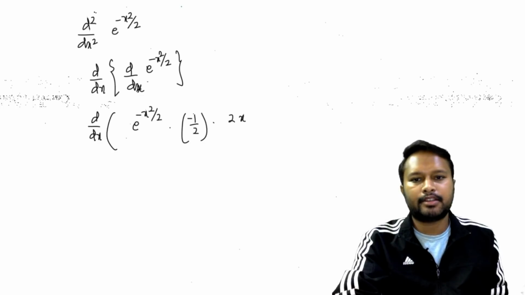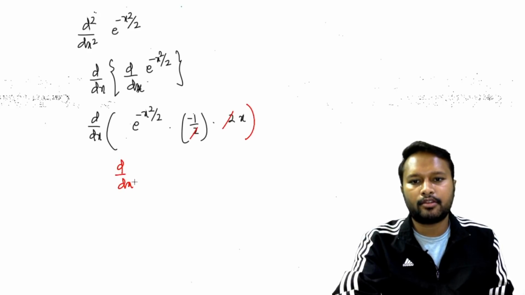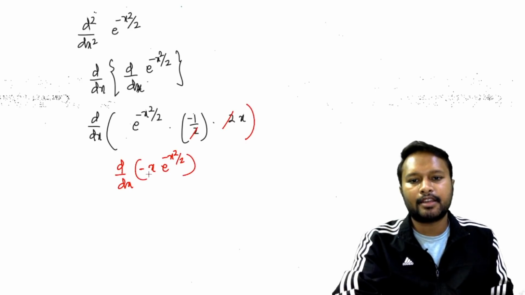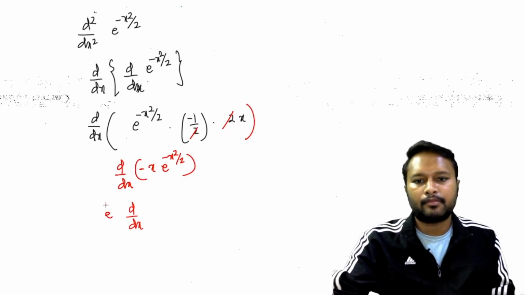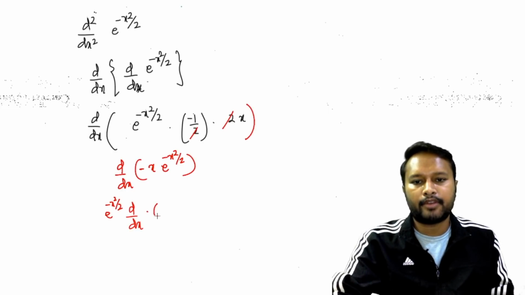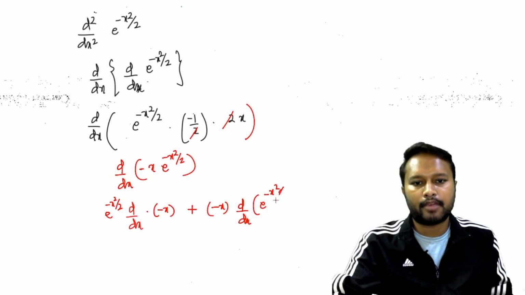Alright, so now the things are a little simple. You just have to solve this. You can cancel this 2 and 2. You have just got minus x e to the power minus x²/2. This is what you have got. Again you have to differentiate, and in that case, you have to use the product rule. You differentiate minus x and don't differentiate e to the power minus x²/2, and then you don't differentiate minus x and you differentiate e to the power minus x²/2.